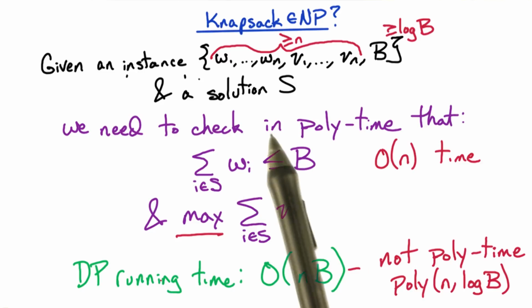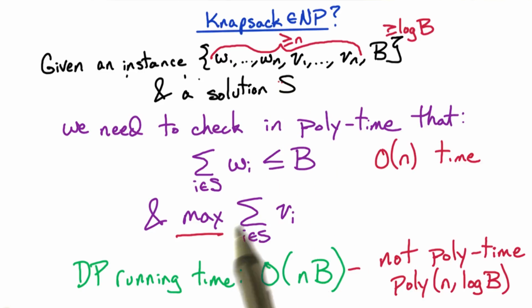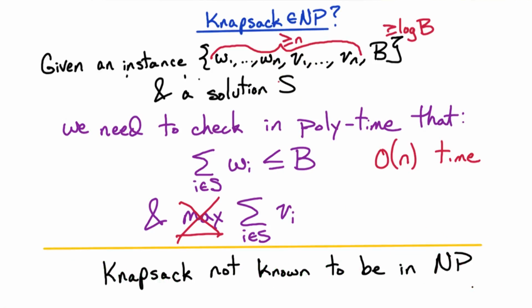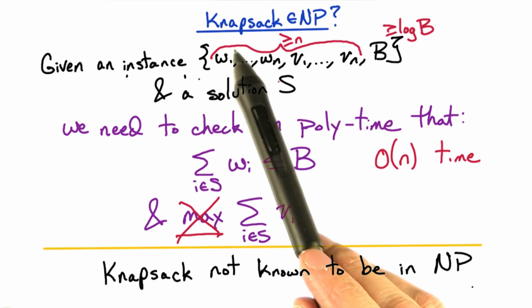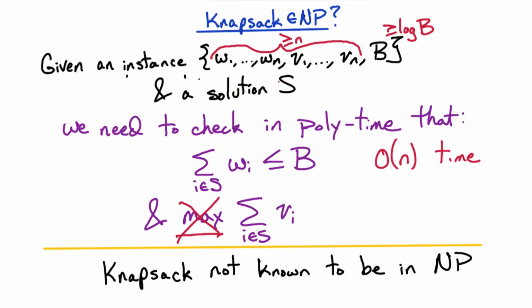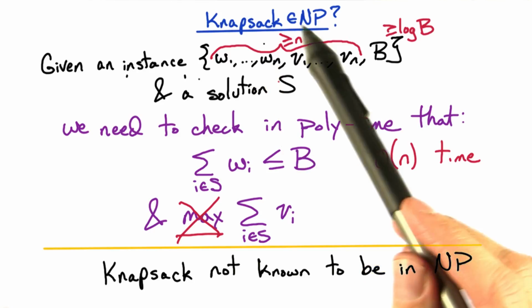We need a way to efficiently check solutions. So we can't run the dynamic programming algorithm because that's exponential time. So we have no way of verifying that our proposed solution is optimal, that it's a maximum total value. So what is our conclusion? Is the knapsack problem in NP or not? Well, the final statement is a bit subtle. If you said that true, knapsack is in NP, that is incorrect. We don't know how to show that knapsack is in NP.